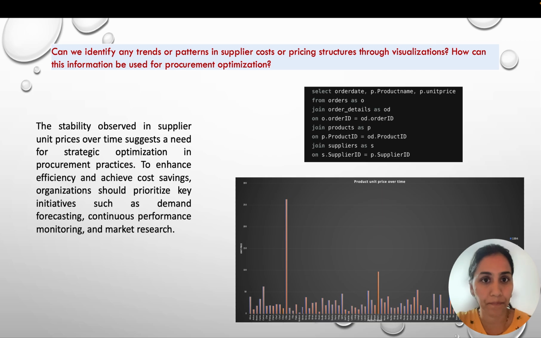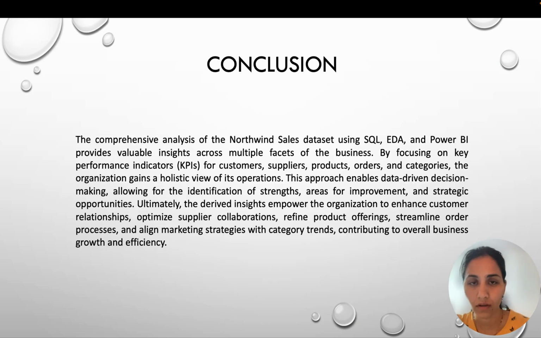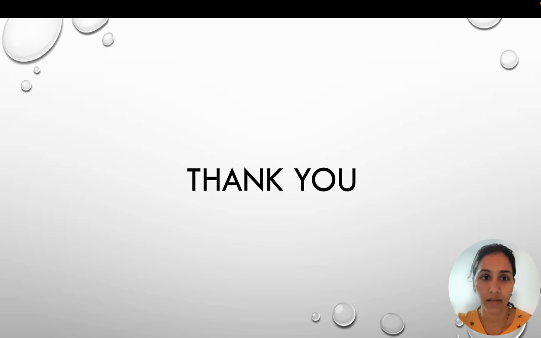Now, moving on to the conclusion, creating these graphs over the given data set helps me to conclude my analysis for identification of strengths, areas of improvement, optimizing supplier collaboration, contribution to overall business, growth and efficiency, and many more. So, this is my capstone project for the Northwind sales analysis. Thank you.